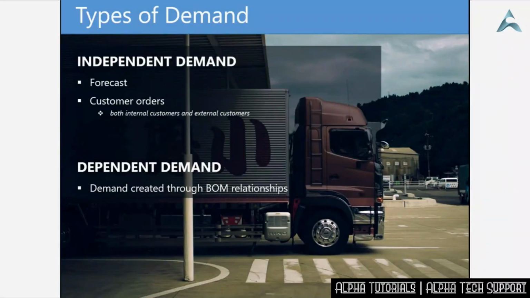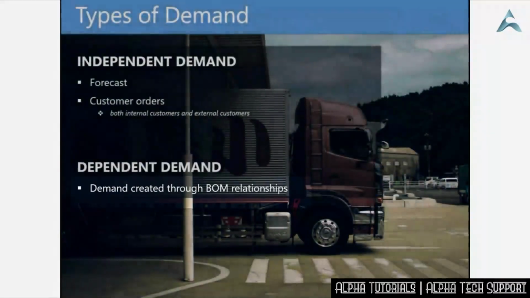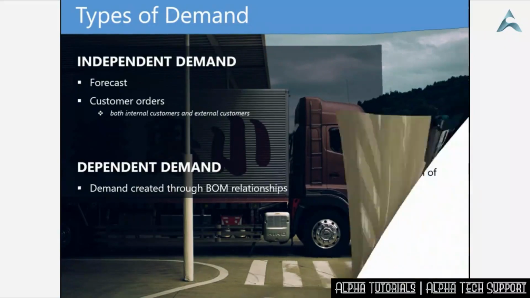Dependent demand is demand created based on the independent demand signals. This relationship is maintained through the creation of a bill of materials. So, for example, in order to sell a widget to the customer, the organization needs to make it first. And in order to make the widget, 2 gadgets are required.